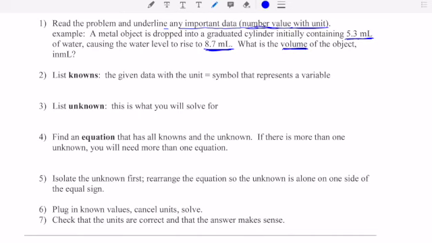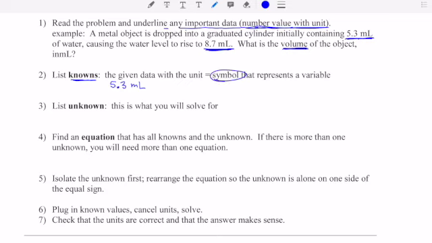But let's identify what you have here. The number values with units are called known information. So you want to write that down. You want to list that out. So copy down the exact number value, 5.3 with the unit. So that's the given data with the unit.